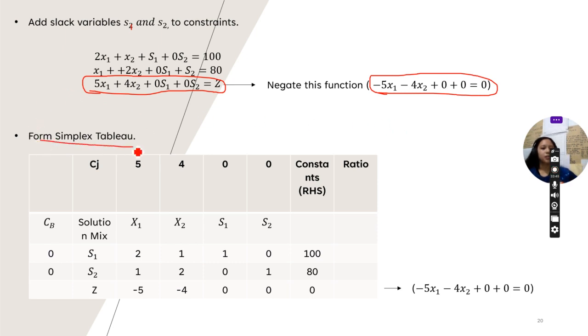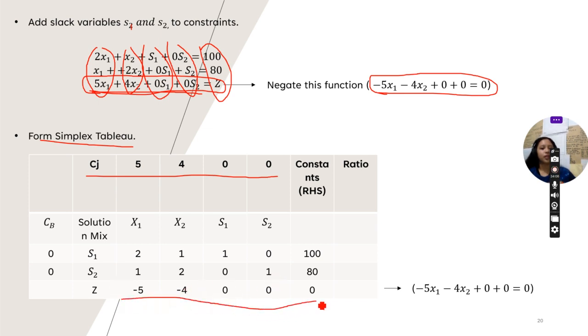So next step is form simplex table. Our CJ here is our objective function, and the x1, x2, s1, and s2, and also our constants or RHS. And let's put here the negated value of our objective function.